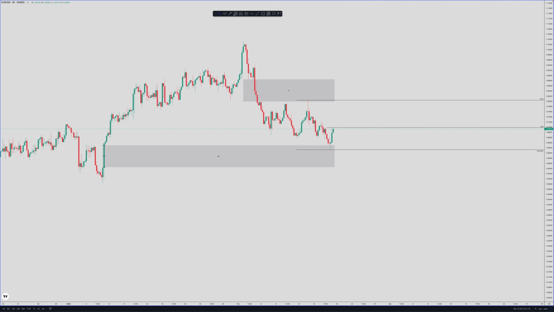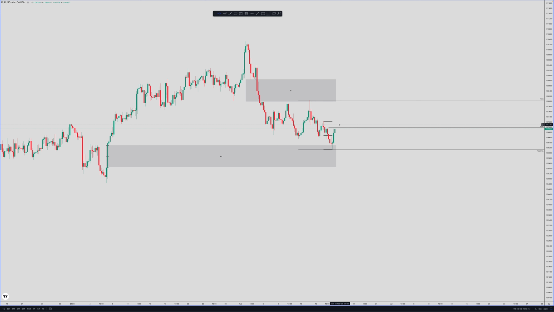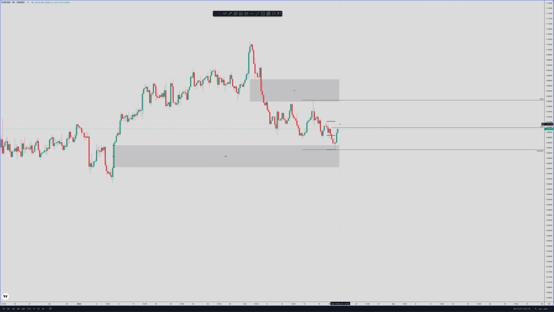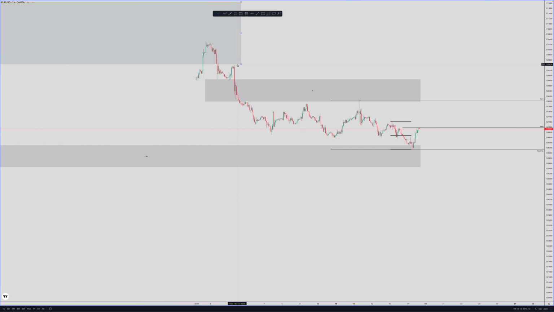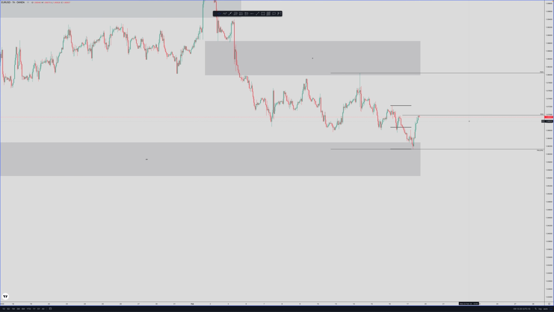We have a 4 hour leg here from this swing high that swept liquidity to the left, made a new low, and I think that's everything at the moment that we need on the 4 hour. Right.